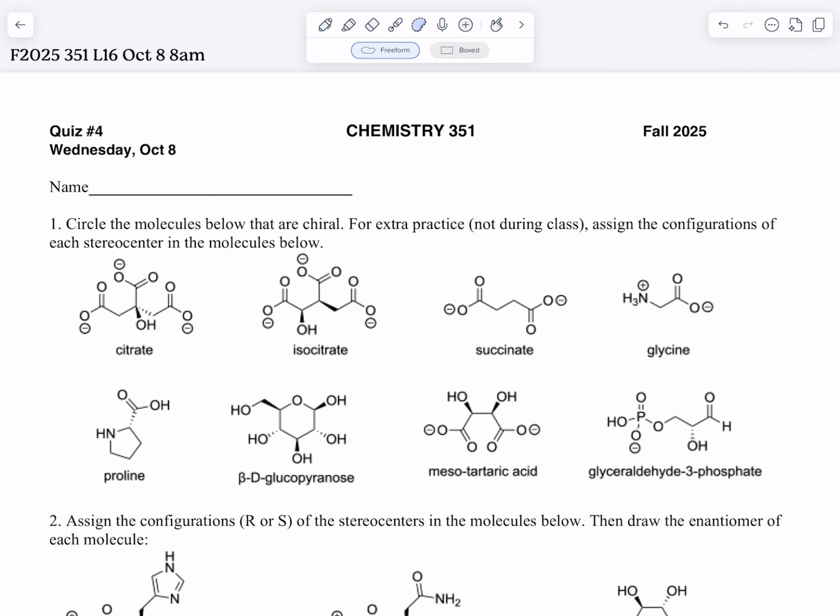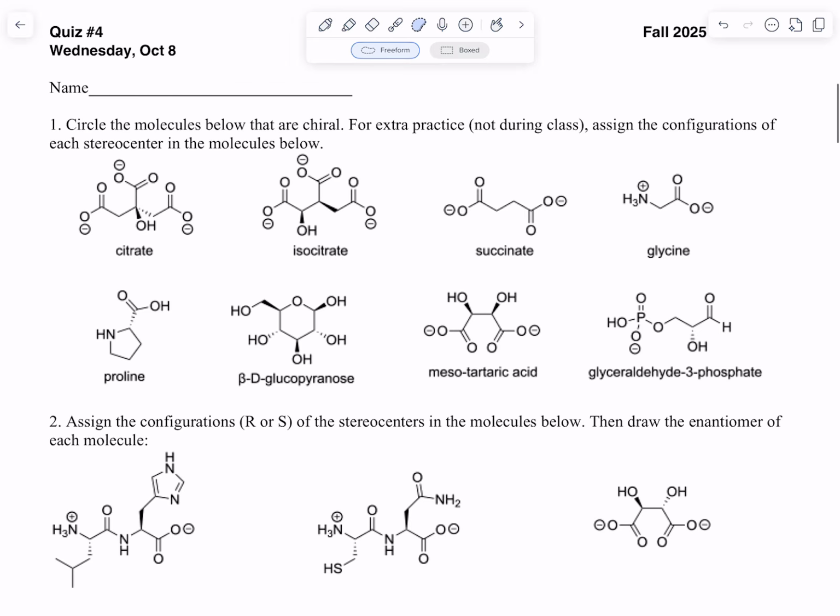Start off actually with this quiz that's in front of you. And what I want you to do, just to see where you are, we haven't learned R or S yet. We're going to do that today. But before we do, let's have you take a look at question number 1 and identify all the molecules that are chiral. And I also want you to identify all the stereocenters.